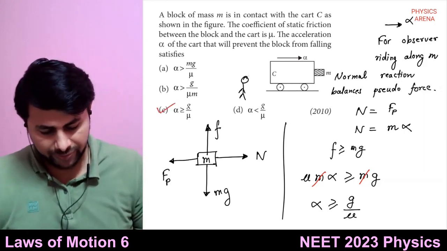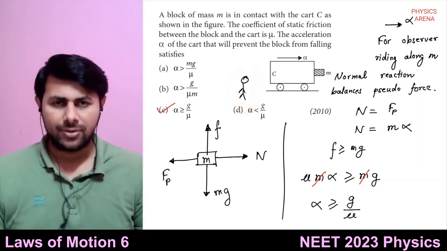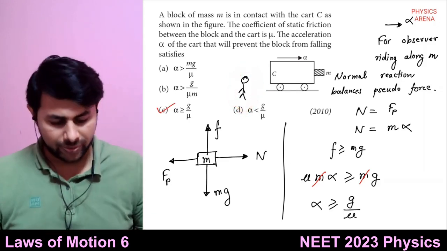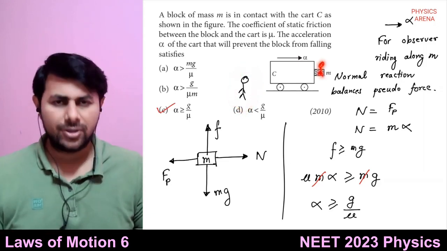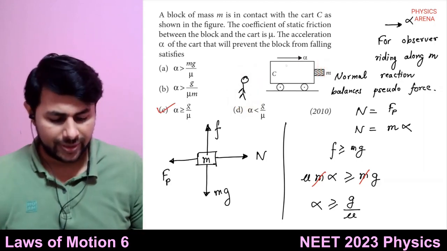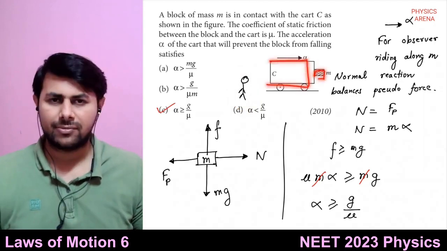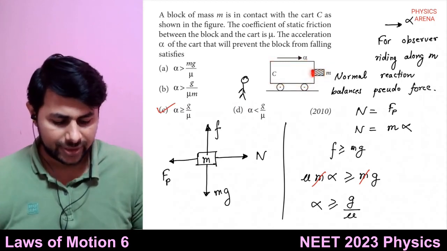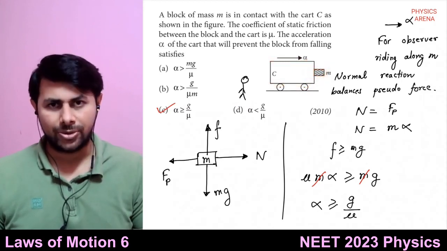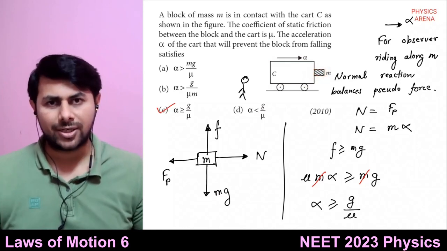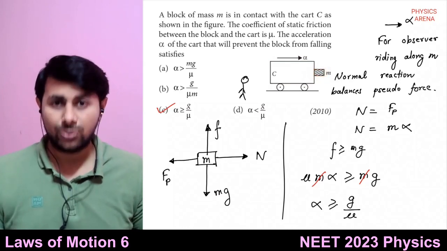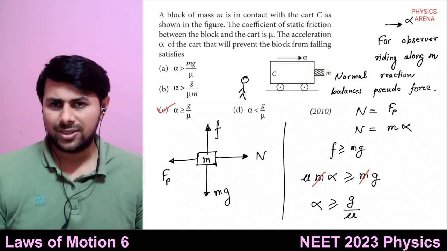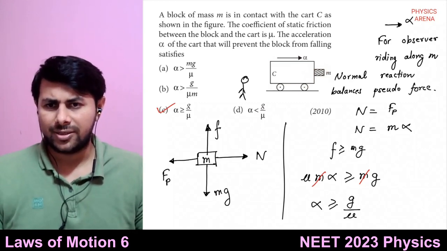So earlier we considered this observer who is an inertial observer. Now we consider an observer who is riding along with this mass. Okay, so the observer is in acceleration, and that's why for this observer we considered a force which is in the opposite direction to the acceleration, called the pseudo force. So is this thing clear? Is the problem clear?